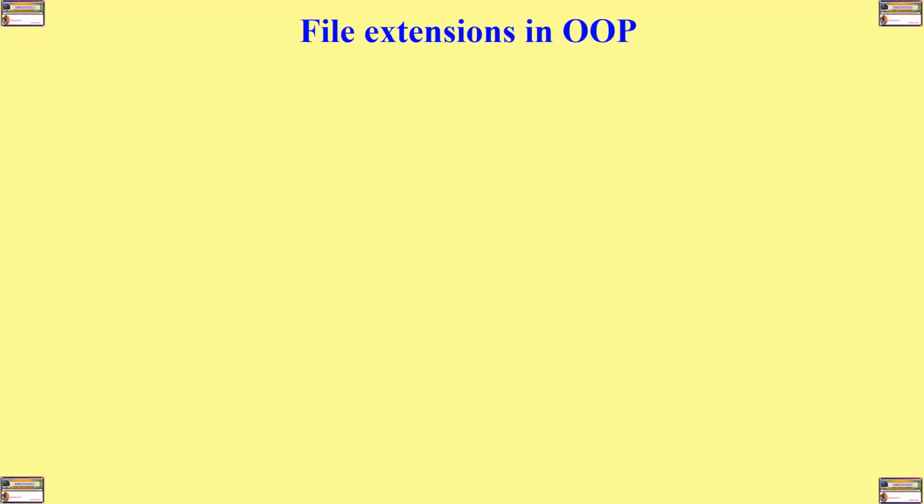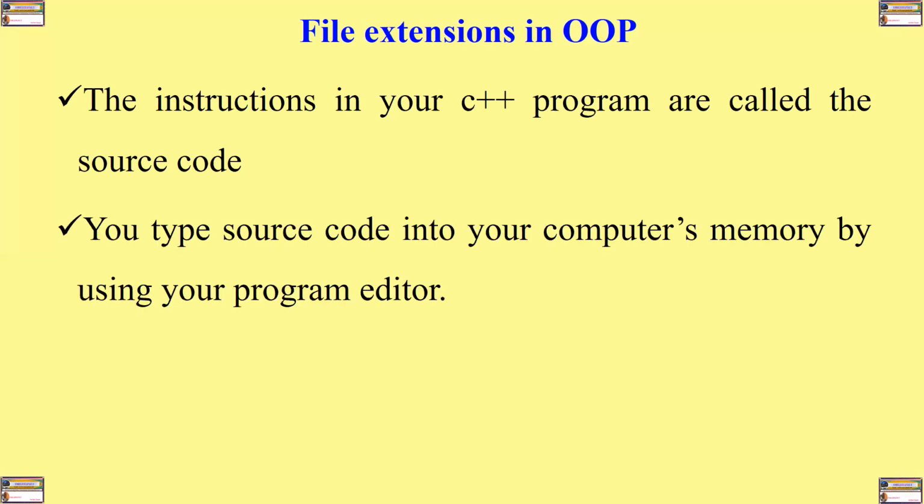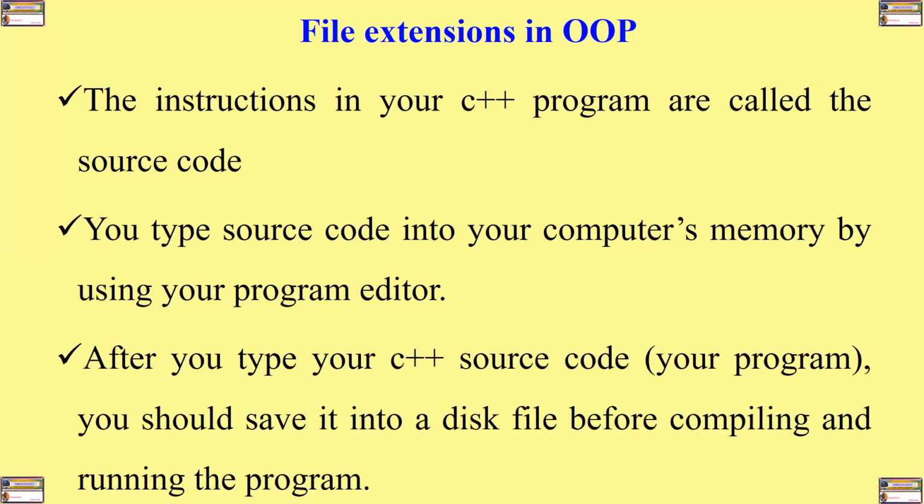Let's now look at file extensions in object-oriented programming like C++. The instructions in your C++ program are called the source code. You type your source code into a computer's memory by using your program editor. After you type your C++ source code, that is your program, you should save it into a disk file before compiling and running the program.